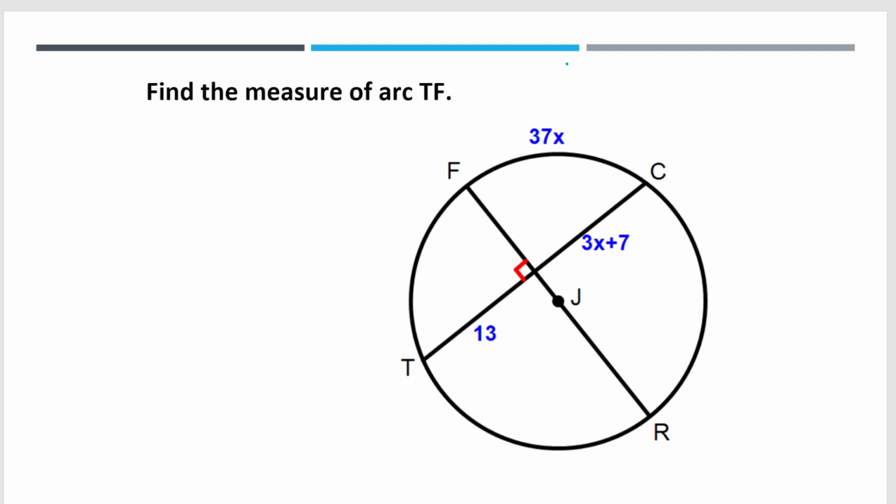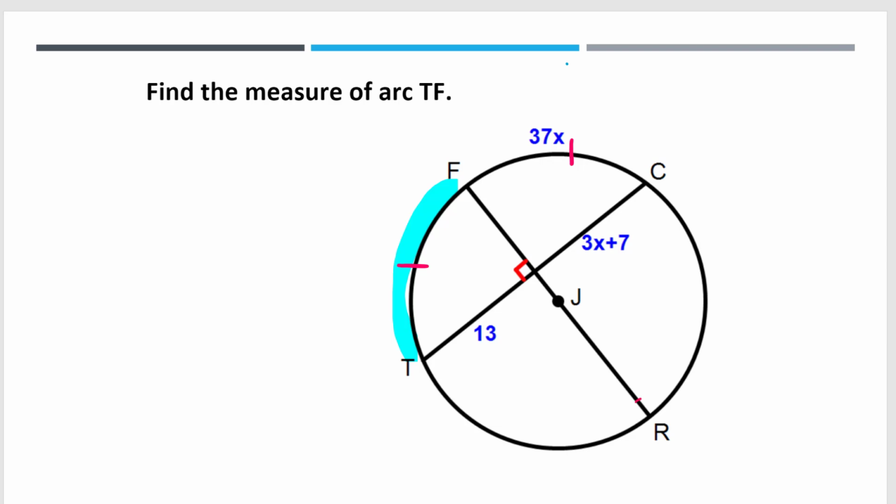All right, let's see how you did. So we are trying to find the measure of this arc. We know that it's congruent to 37x, so that means we need to find 37x. And to find 37x, we need to find x first.